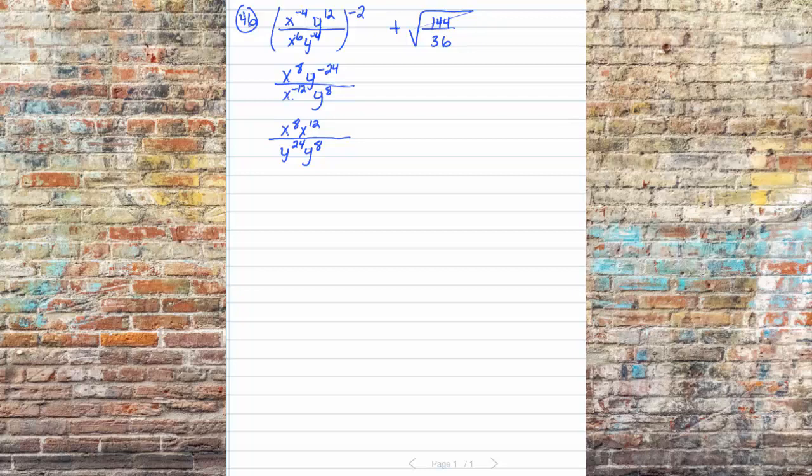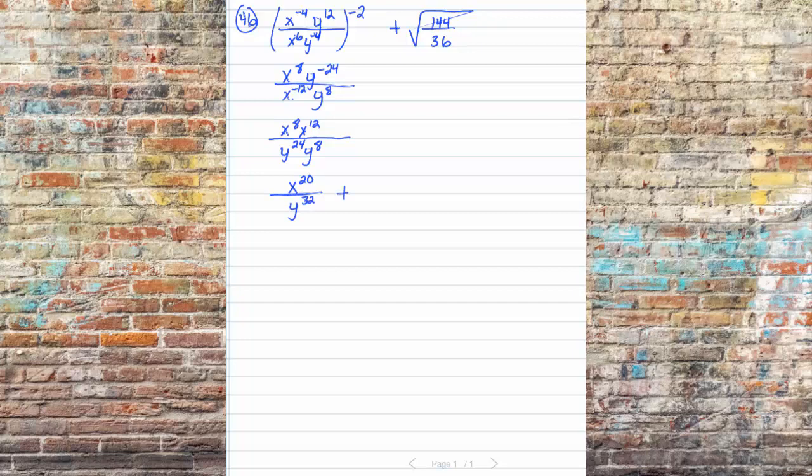X to the eighth times x to the 12th. We have our product rule, so we will add the powers. X to the 8 plus 12 is x to the 20th over. Again, we have same base with powers. Y to the 24th times y to the 8th gives me y to the 32nd power. Well, that is as simplified as this term on the left gets.